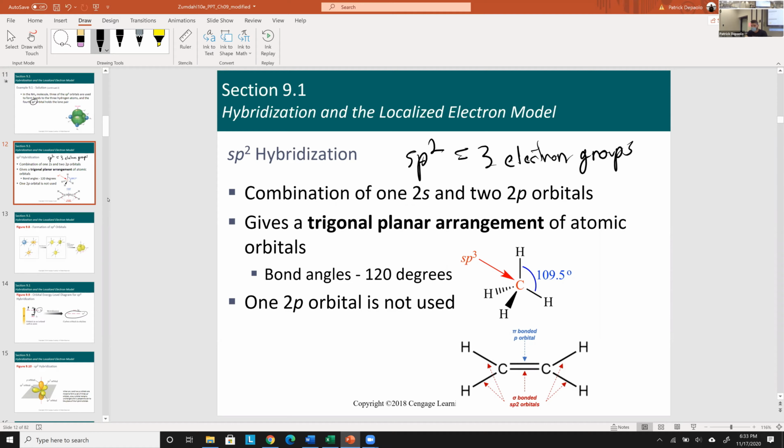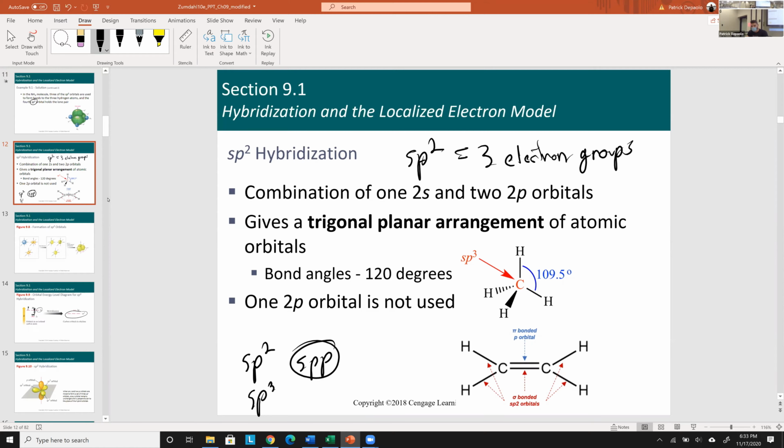So another way to think about it is, if this was a math equation, each letter is the number of electron groups. So what does that mean? sp2, think about it as sp squared, right? How many letters are there here? There's S, there's P, and there's P. 3 electron groups. sp3, there's S, there's P, and there's P. 4 electron groups. So ethylene would have 3 electron groups for the carbon, 1, 2, and 3.